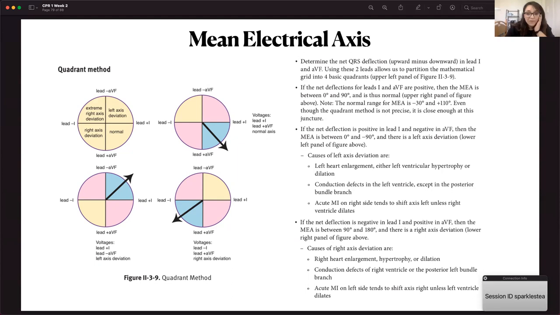I thought we would have to be able to calculate the exact axis, but I was reading in one of the books that we don't even have to be able to do that for Step 1. So you guys are good. Just be able to tell which quadrant it is and what could be happening. Let's go to the next slide.